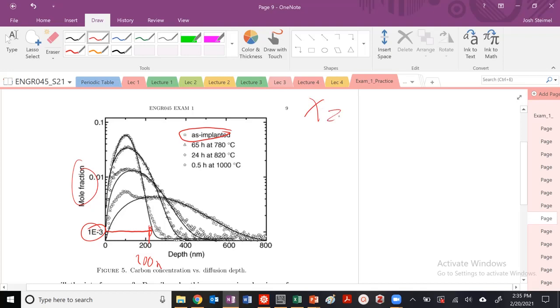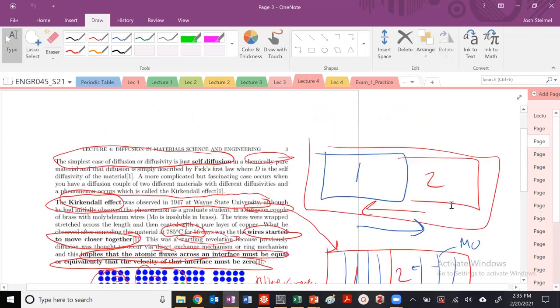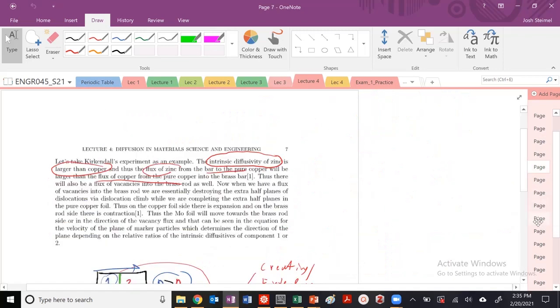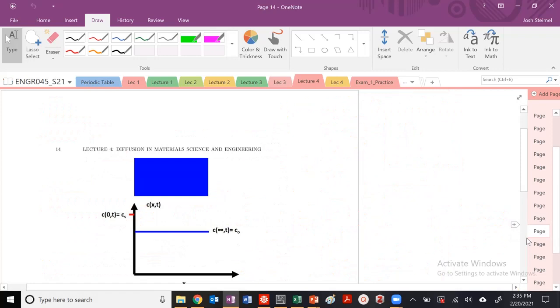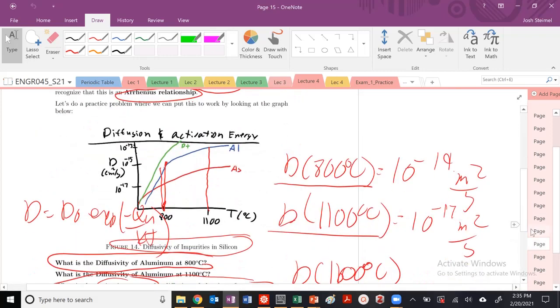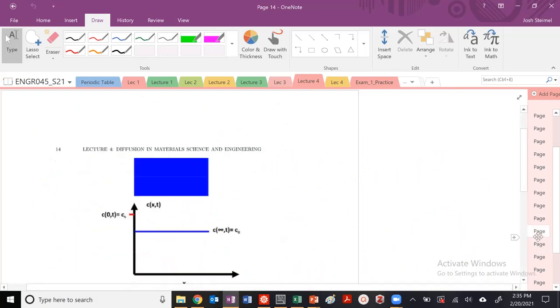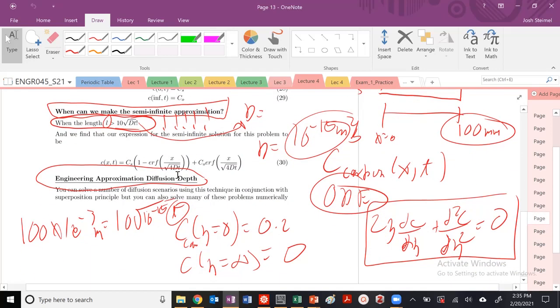Whenever we hear implant, we should remember the engineering approximation, 2 square root of Dt. We want to remember that expression. Again, that was back in lecture 4. Our engineering approximation, if we're trying to implant, diffuse, or physically dope to some constant value, we're going to use back to our engineering approximation here.